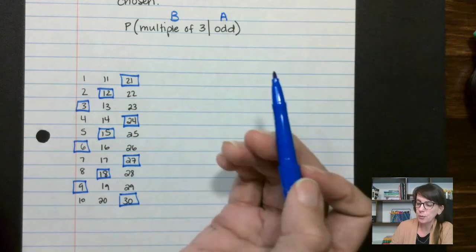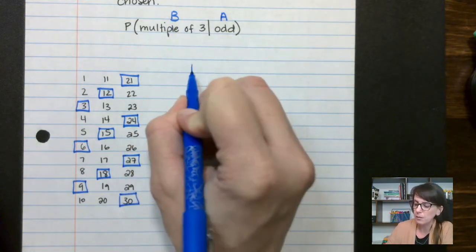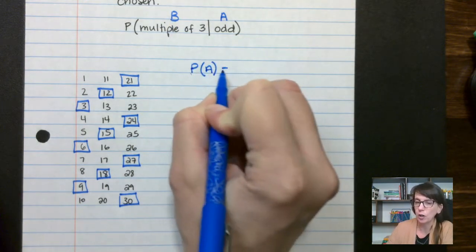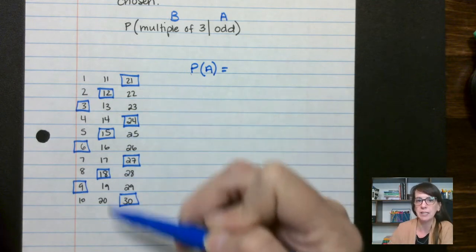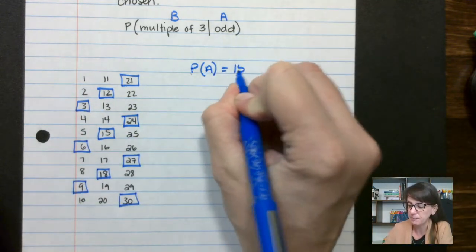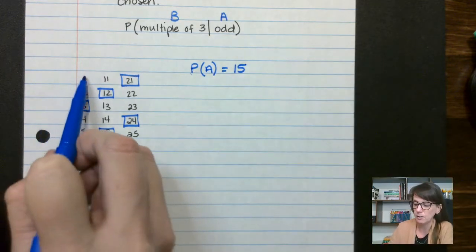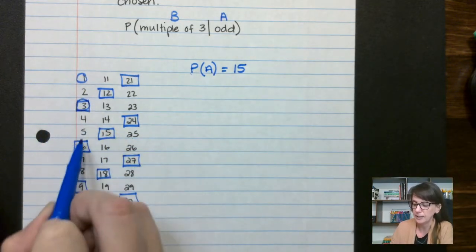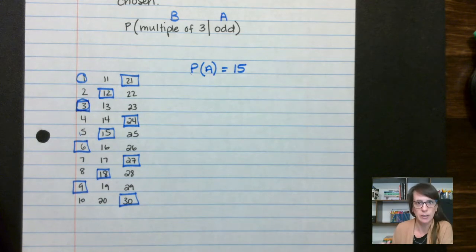Okay, so the P of A is our odds, right? So how many of these are odd altogether? That's going to be 15 of them, right? So like 1, 3, 5, 7, you get the idea.